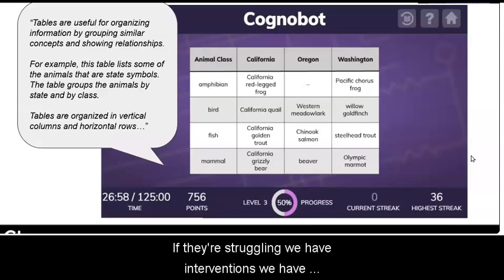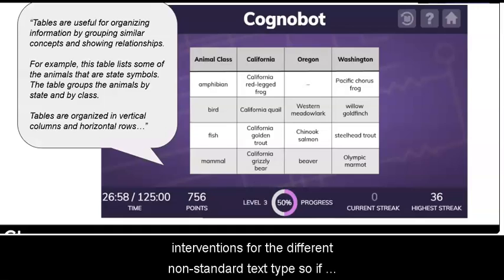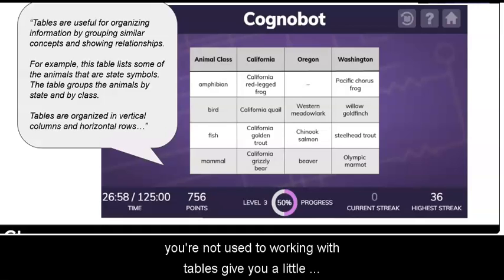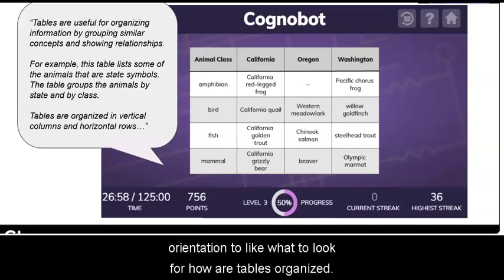Again, if they're struggling, we have interventions. We have interventions for the different non-standard text types. So if you're not used to working with tables, we'll give you a little orientation to what to look for, how a table's organized.